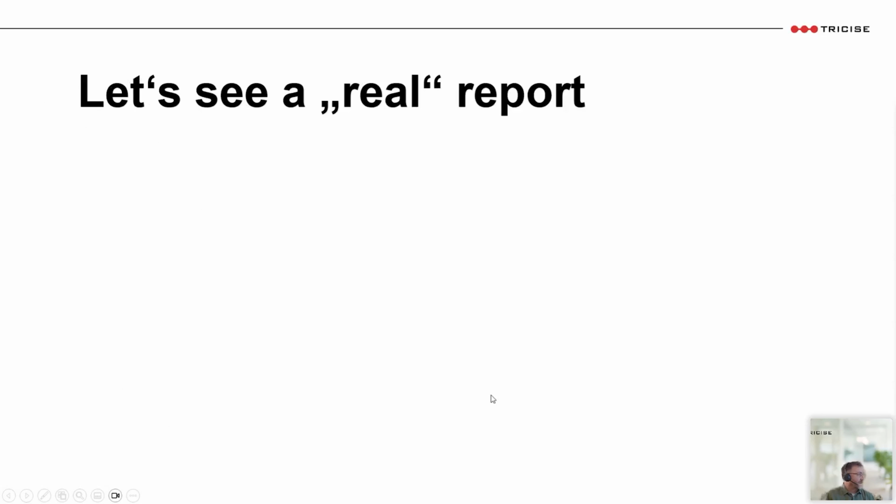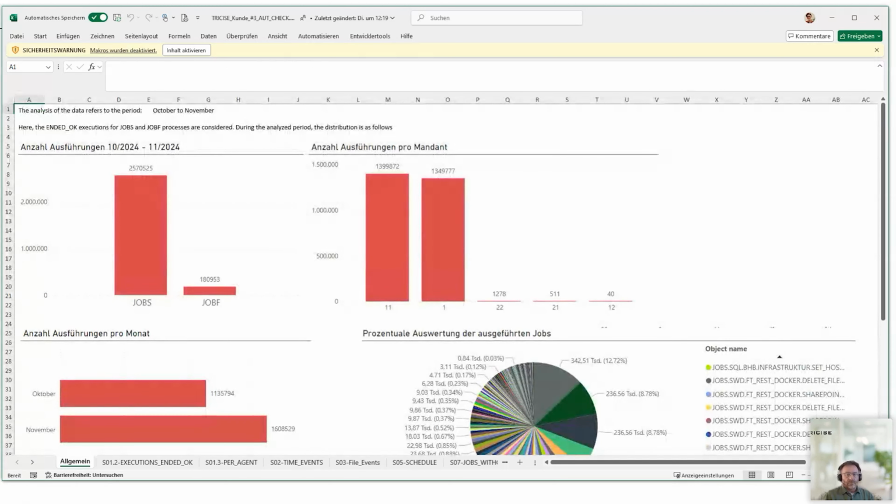Yeah, let's see a real report I've prepared. And that's not from my local test systems. No, that was the output of a real customer process analysis project. And I have to apologize for the titles. It's a mixture of English and German. Anyway, I will do my speech in English. I will explain it. The period was from October last year to November last year.